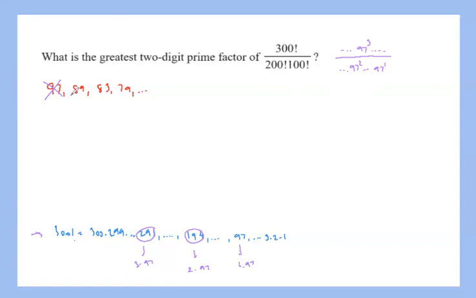You can do the same reasoning with 89, because if you multiply this by 3, you get something still smaller than 300. And if you divide 300 by 89, you get 3 point something, which means there are 3 multiples of 89. Okay, so we have 3 factors of 89, similar to 97.